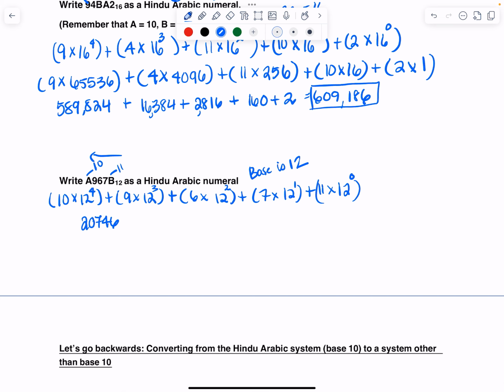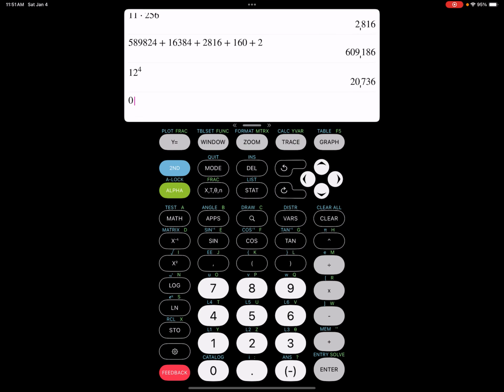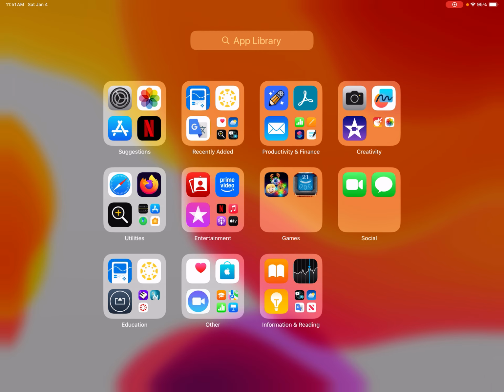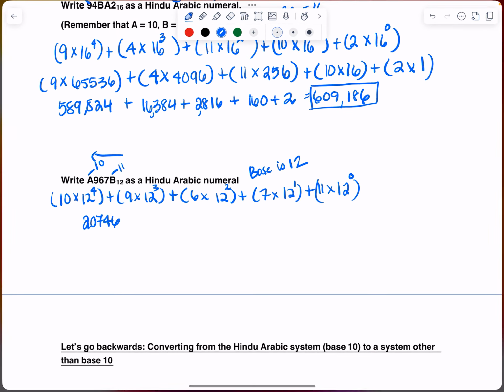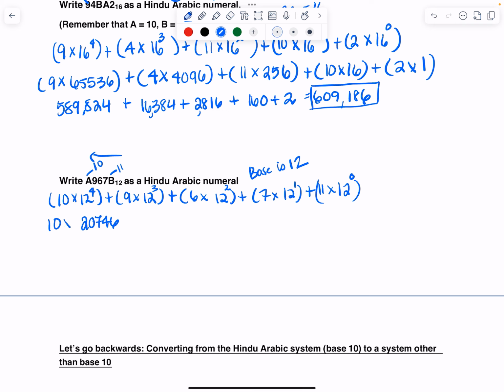And I'm going to go check that. Okay, looks good. So this first one's going to be 10 times 20,746. When we multiply by 10, we're going to add a 0. So 207,460 would be the result of that.